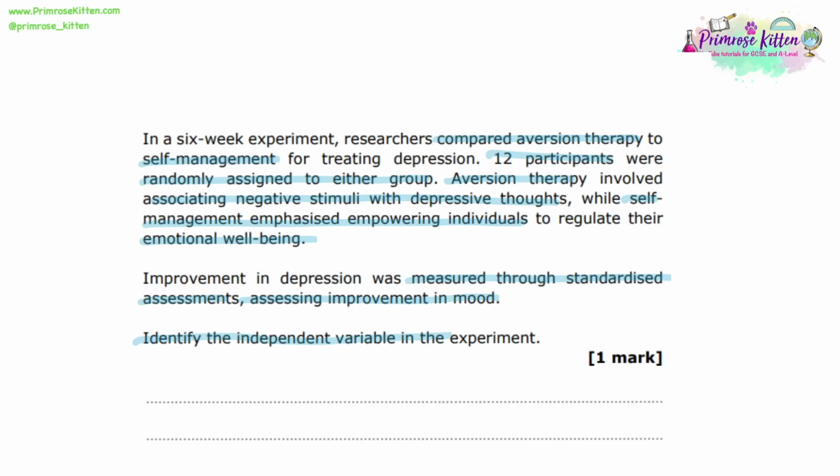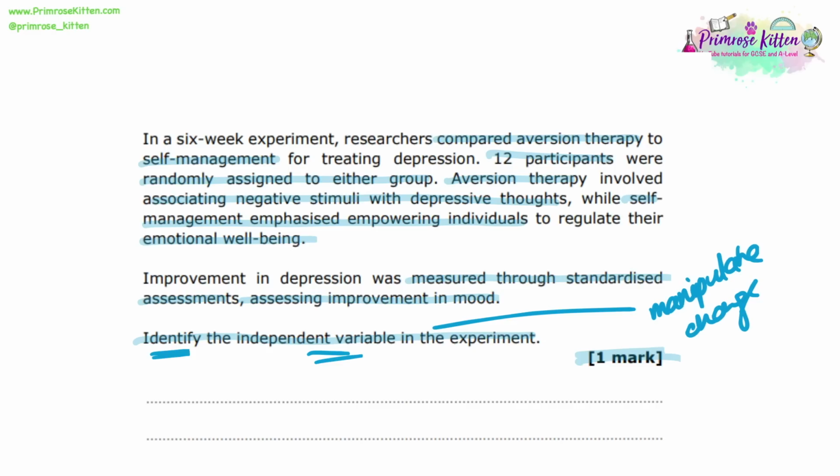Identify the independent variable in the experiment. There is 1 mark available. In order to secure that 1 mark, that is all that you need to do. Identify the independent variable. Remind yourself at this stage that the independent variable is the variable which the researcher will manipulate and change.